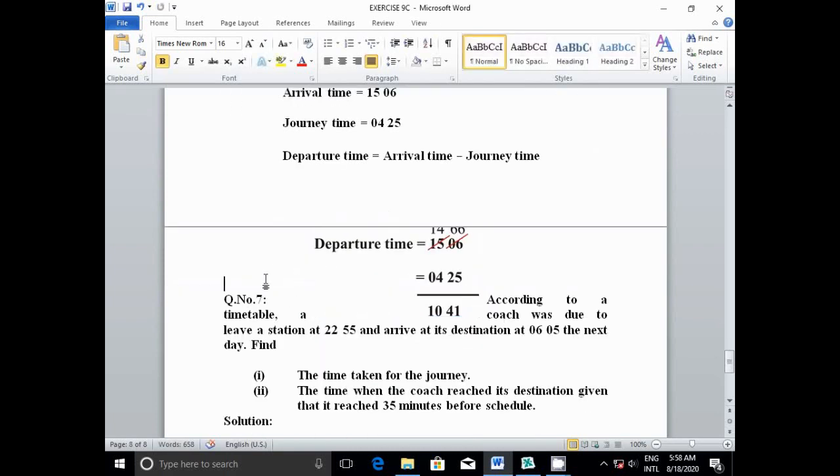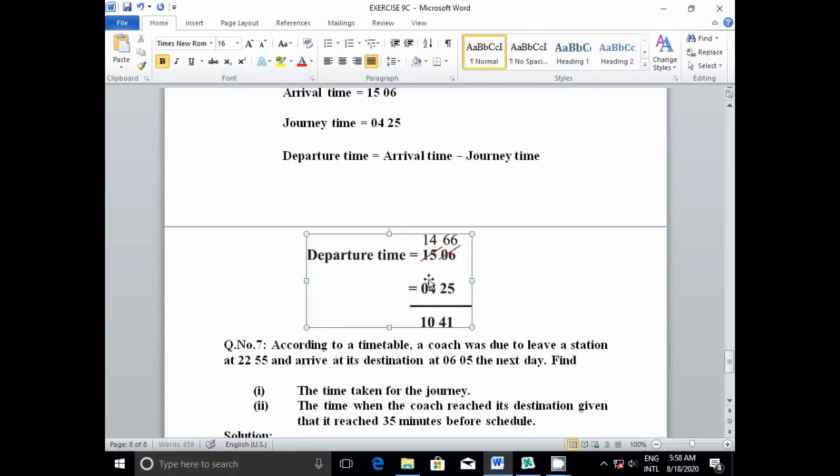we have to subtract 4 hours 25 minutes from 15 hours and 6 minutes. Now, first of all, we know we can't subtract 25 from 6 minutes. So we have to take 1 borrow from this 15 hours. Taking 1 borrow means we have to take 1 hour, which means 60 minutes. If we take 60 minutes borrow from this hours part, then this means we have already 6 minutes over there. Now 60 minutes plus 6 equals to 66 minutes.